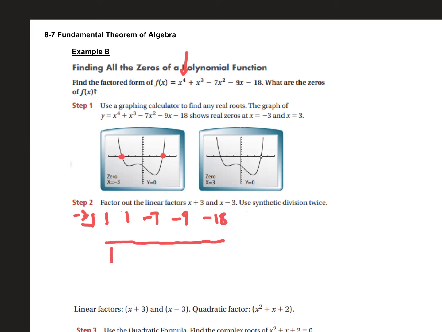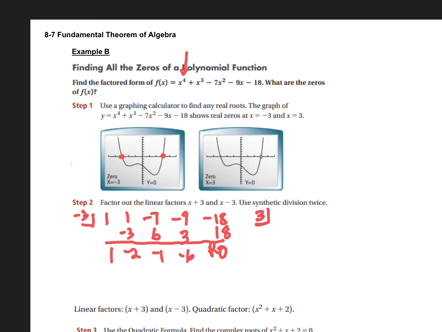So you bring down the 1. Negative 3 times 1 is negative 3. 1 plus negative 3 is negative 2. Negative 3 times negative 2 is positive 6. Negative 7 plus 6 gives you negative 1. Negative 3 times negative 1 is positive 3. Negative 9 plus 3 gives you negative 6. And so negative 3 times negative 6 is 18. And just like our graph showed, it is a root. It is a solution. So we're going to use the remaining polynomial.